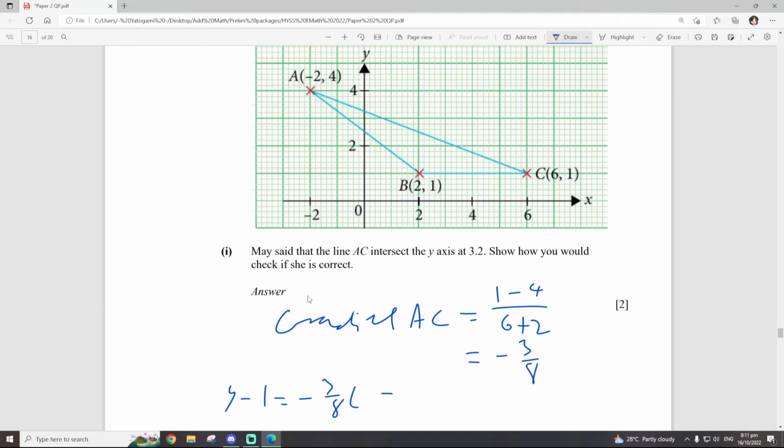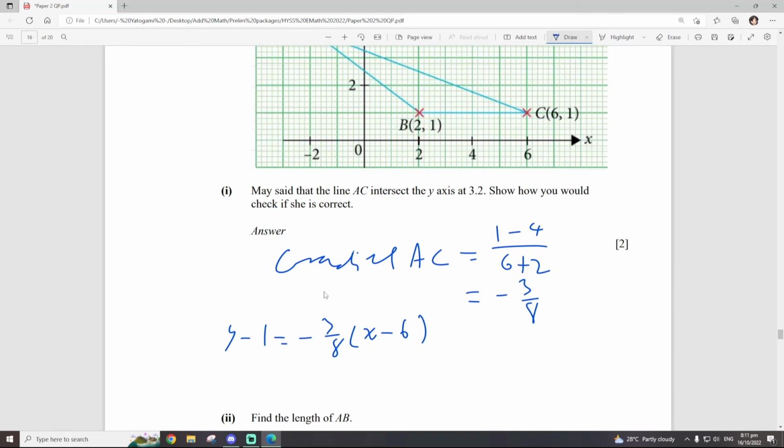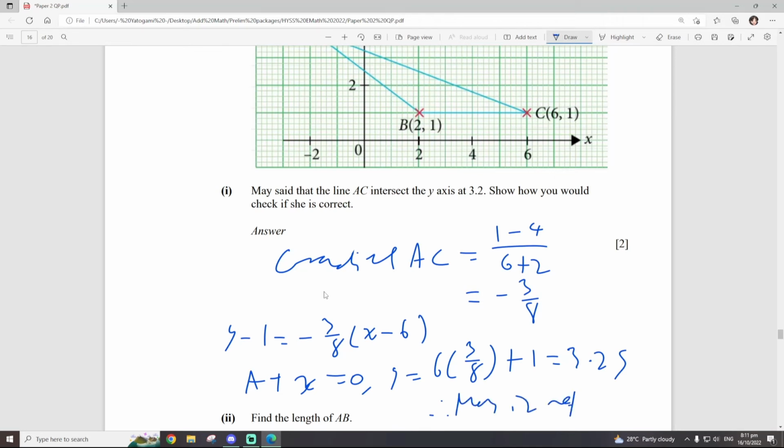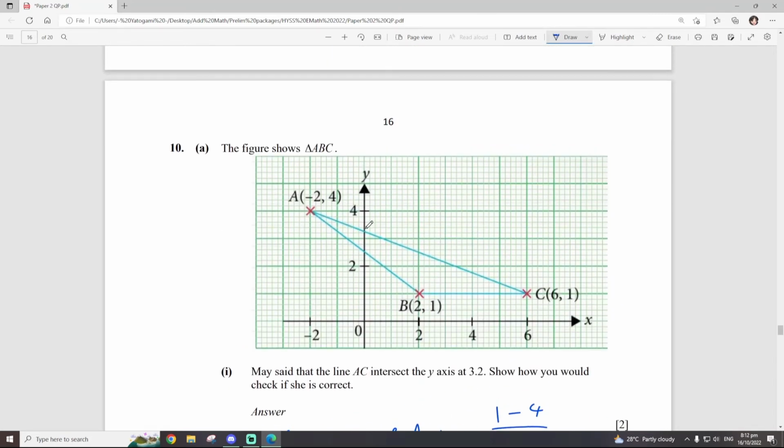Then you check what happens when x is 0. At x equals 0, what is the value of y? Y equals 6 times 3 over 8 plus 1 equals, okay, I think you can see that she's not correct already, because it's 3.25, not 3.2. So therefore Mei is not correct. It looks like it, but actually it's slightly above.